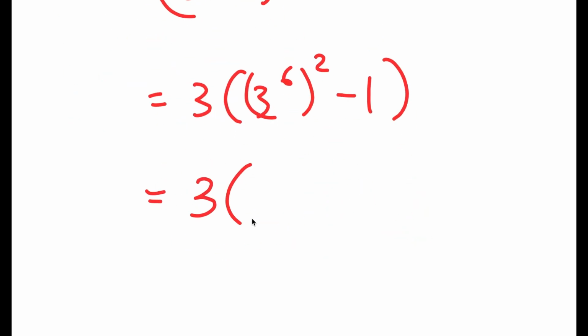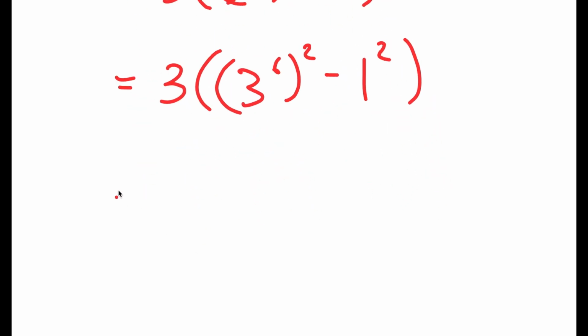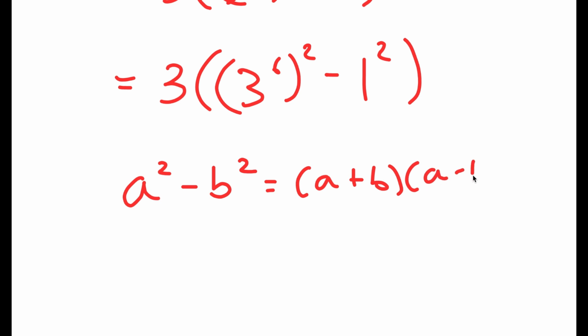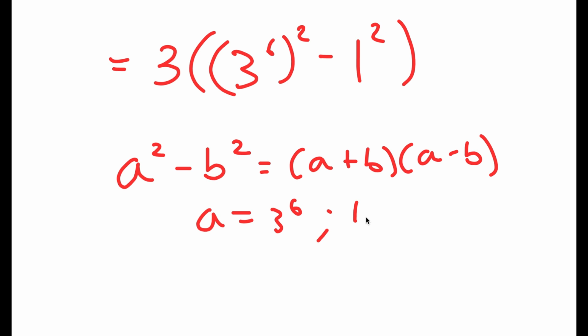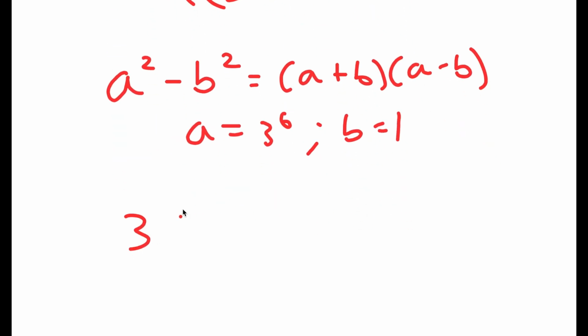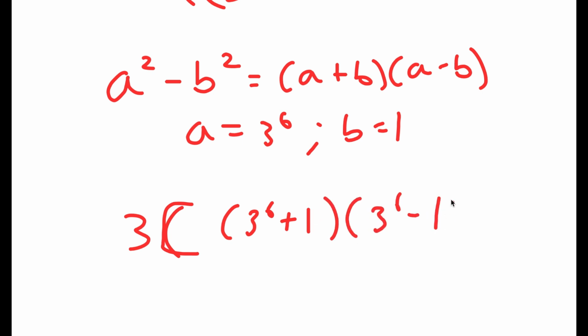And now I'm going to write this as 3 times 3 to the power of 6 to the power of 2 minus 1 squared. And the reason I'm doing this is because now I can use the property a squared minus b squared is equal to a plus b times a minus b. So in this case, a is equal to 3 to the power of 6, and b is equal to 1. So I get 3 times 3 to the power of 6 plus 1 times 3 to the power of 6 minus 1.